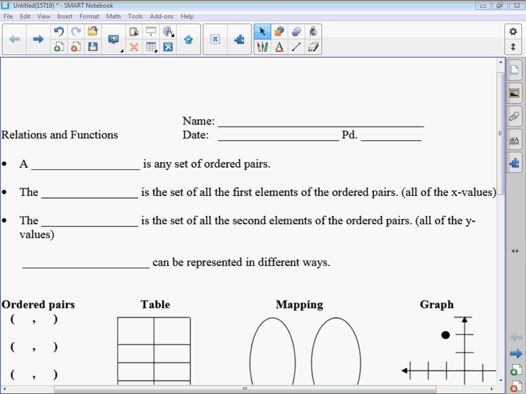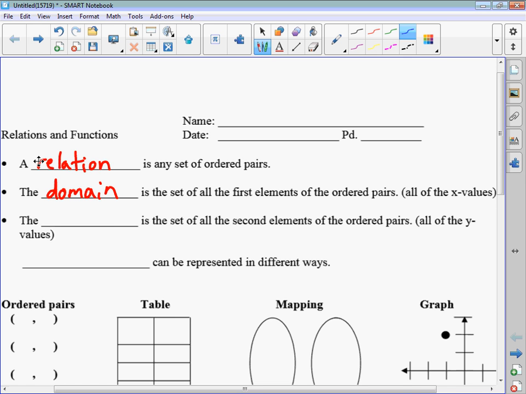Looking here, a blank is any set of ordered pairs. This is a relation. The next one says the blank is the set of all the first elements of the ordered pairs, or all of the x values. We have already learned about that. We know that this is the domain. And the blank is the set of all the second elements of the ordered pairs, or all of the y values. We call that the range.